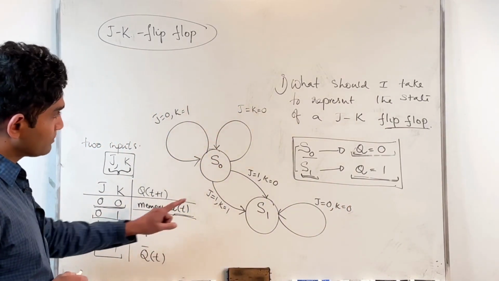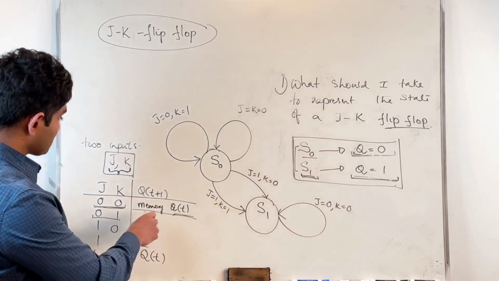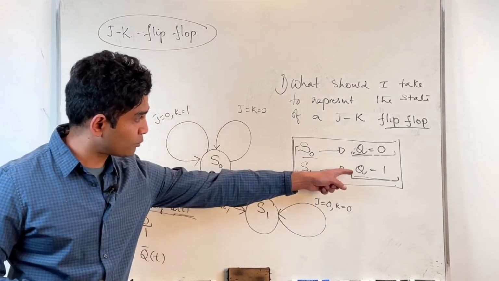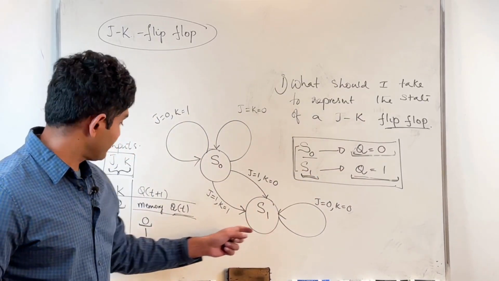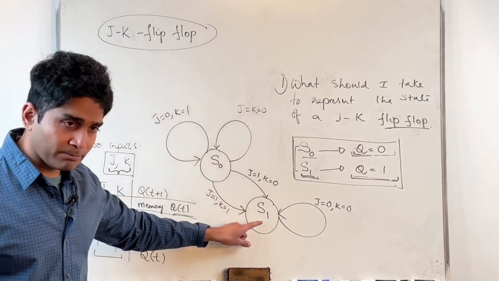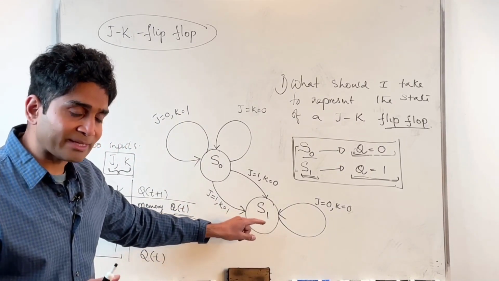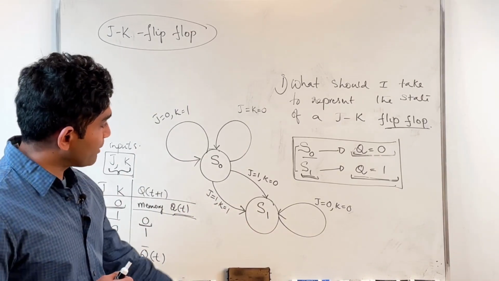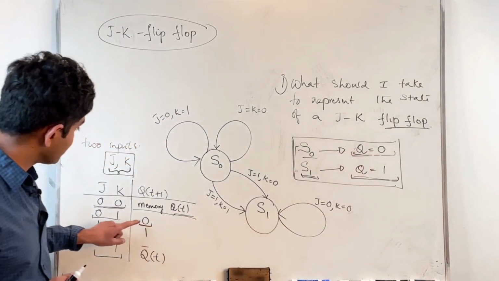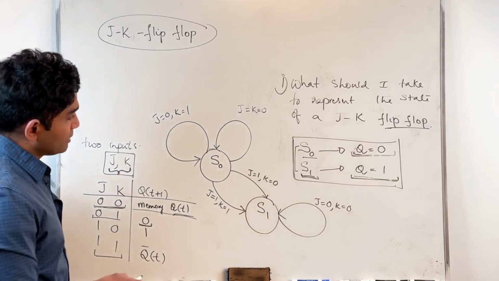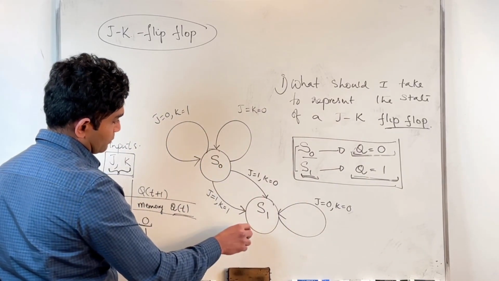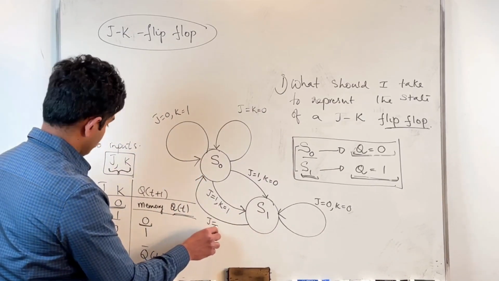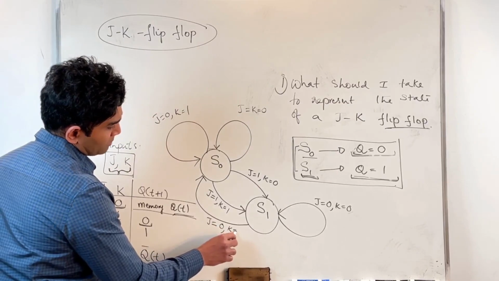With 0, 1, the next state is 0. My present state is 1, my Q equals 1 state. If 0, 1 occurs when I'm in this state, then in the next clock transition my output should become 0, according to this characteristic table. And that is specified by the 0 state. That's why I would transition from S1 to S0 with J equal to 0, K equals 1 input.